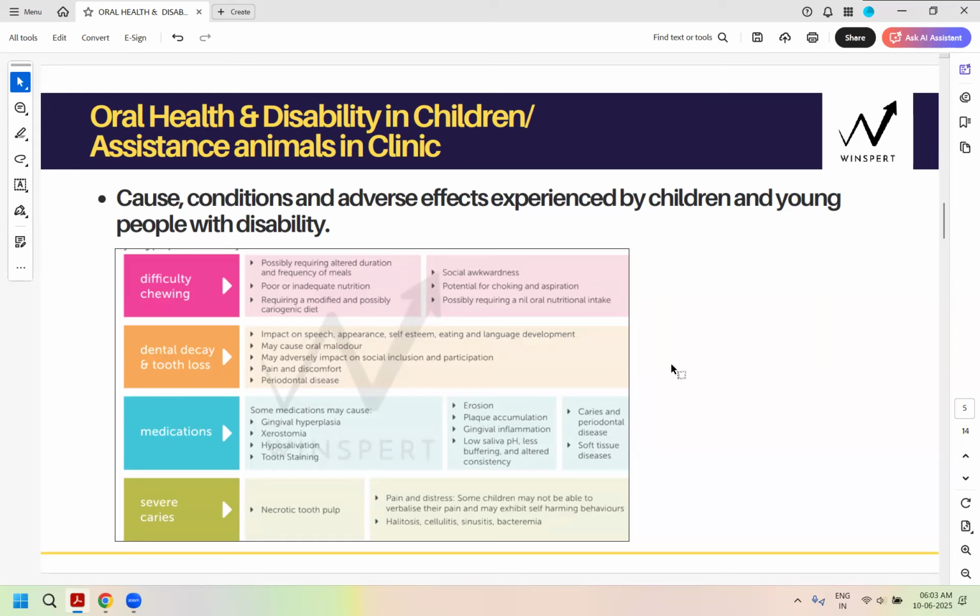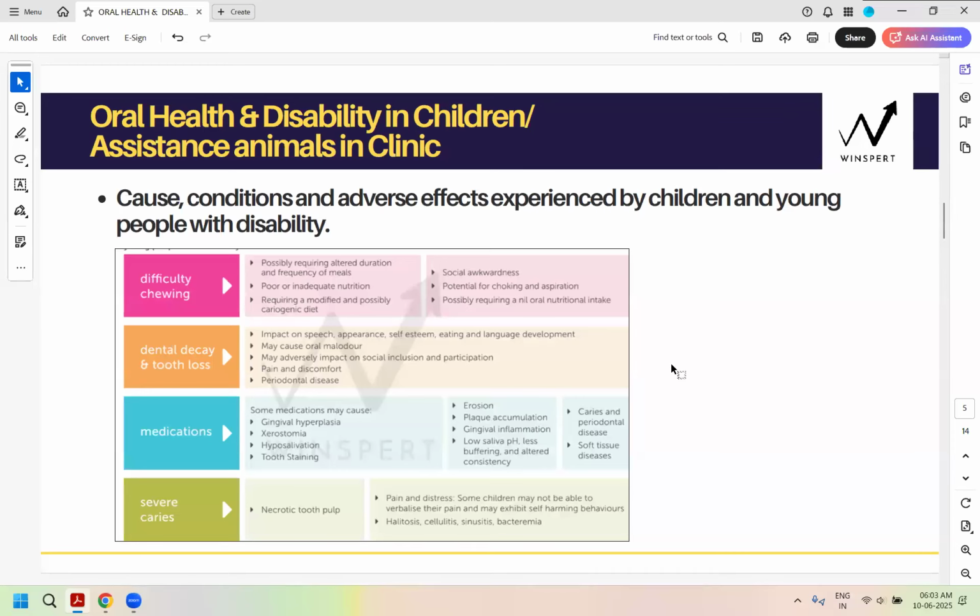All those things can present challenges, and there is also a potential hazard for choking and aspiration. They could be nil by mouth, right? So there could be very limited intake of food and meals. Calorie intake can be less, and nutritional deficiencies can be there. It could easily be a cariogenic diet, and there could be food impactions leading to localized perio problems as well. So that can lead to increased dental decay and tooth loss.